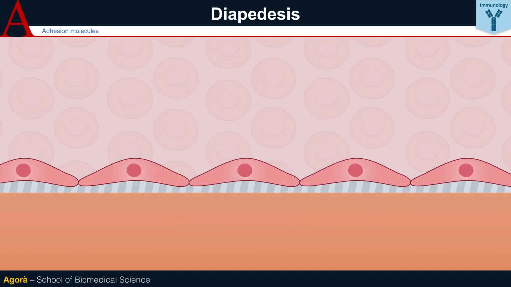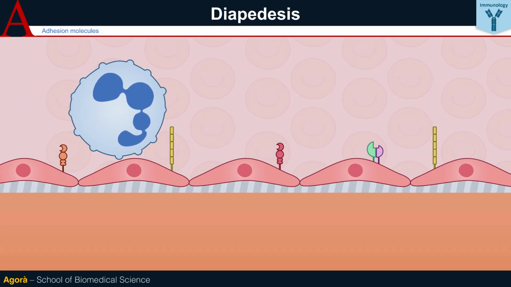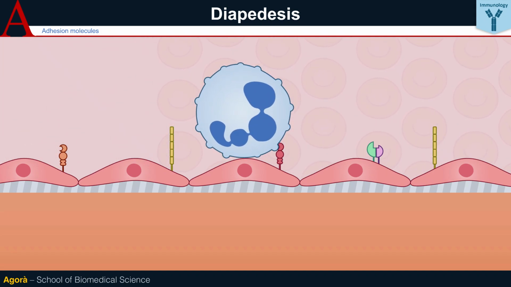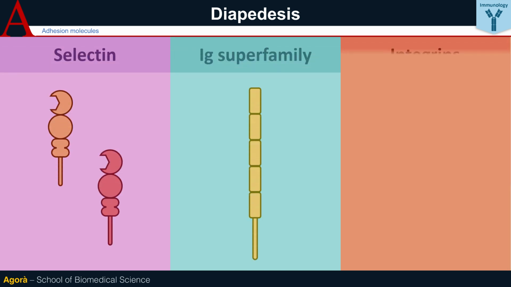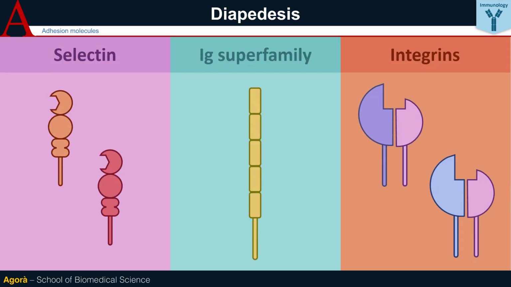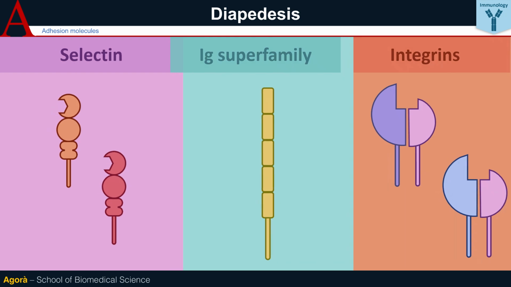Before diving into the stages of extravasation, let's first look at adhesion molecules, a series of glycoproteins responsible for mediating cell-to-cell interactions. From a structural standpoint, adhesion molecules fall into three main families: selectins, certain proteins belonging to the immunoglobulin superfamily, and integrins.